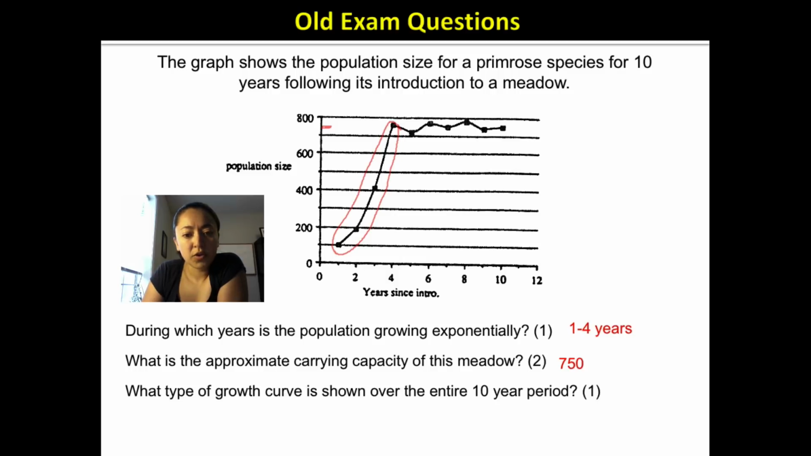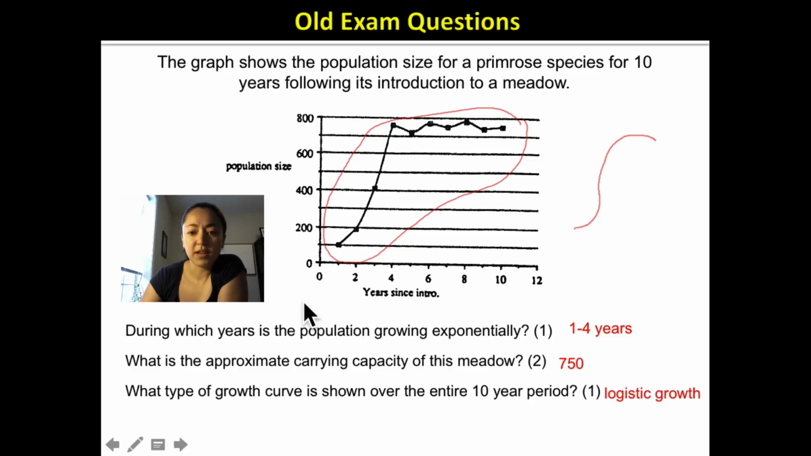What type of growth curve is shown over the entire 10-year period? So we're talking about this entire period here. So this whole thing here, what type of growth curve is this? Well, it looks kind of S-shaped, so that would be logistic growth over the entire period.